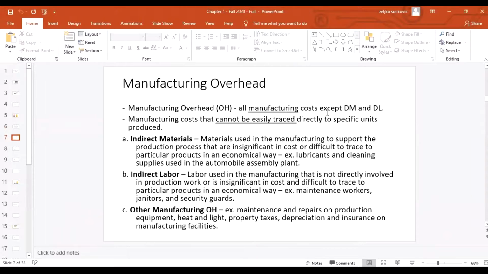So manufacturing overhead, all manufacturing costs, okay. And then manufacturing costs that cannot be easily traced, which is indirect materials, indirect labor, and other manufacturing. You can go through these different examples here in the narrative lecture and also in your slides. But let's look at some examples on the next slide.